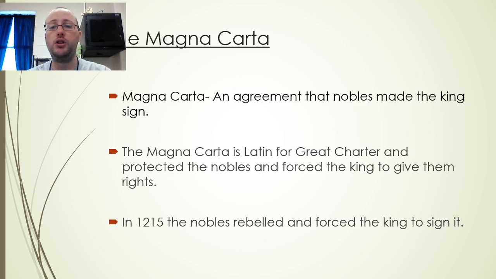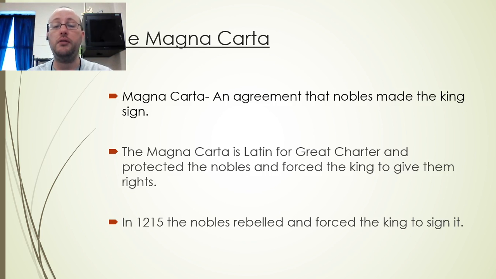But the Magna Carta is an agreement that the nobles made the king sign. Basically, the king was treating the nobles and everybody else very poorly, and they didn't like that. So because of it, they made him sign the Magna Carta, which gave the nobles rights. It basically said, look, we have certain rights that no government can take away from us, and we want you to acknowledge that by signing this document. Well, at first the king didn't want to, but they wound up forcing him to do it.